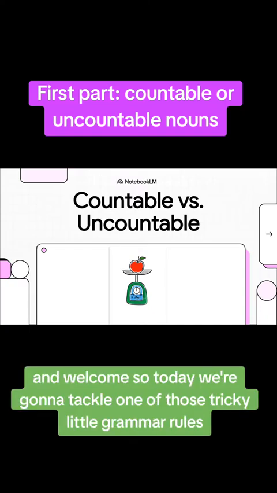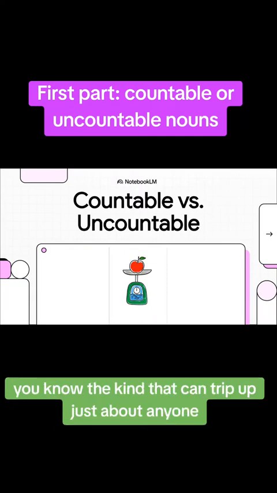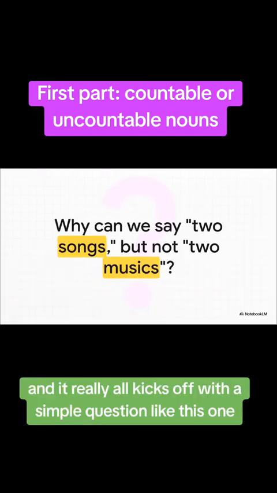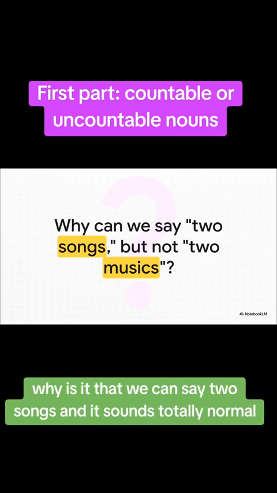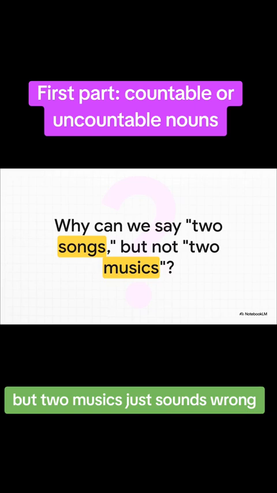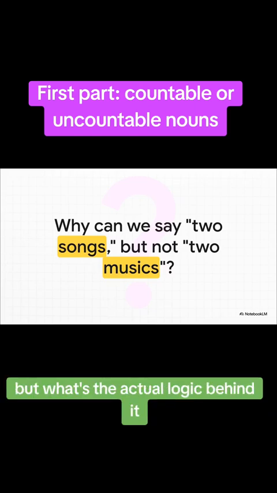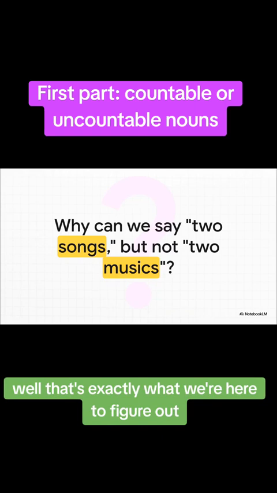Hey everyone, and welcome. So today we're going to tackle one of those tricky little grammar rules. You know, the kind that can trip up just about anyone? Yeah, we're diving into countable versus uncountable nouns. And it really all kicks off with a simple question like this one. Why is it that we can say two songs and it sounds totally normal, but two musics just sounds wrong? You feel it, right? But what's the actual logic behind it? Well, that's exactly what we're here to figure out.